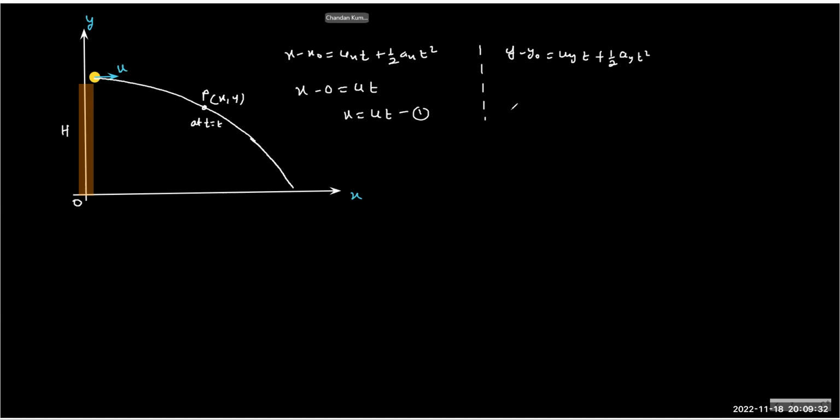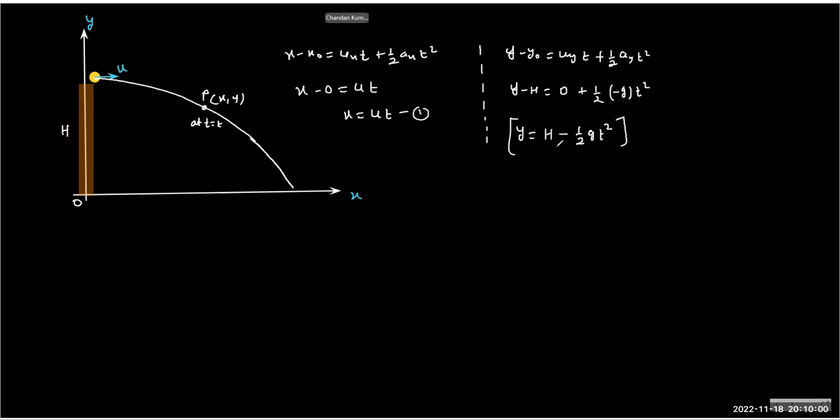Sir, is it h minus gt square by 2? Correct. Finally, I got this. This was a simple mechanical process of writing. Think about how you learn. There must be something going on.